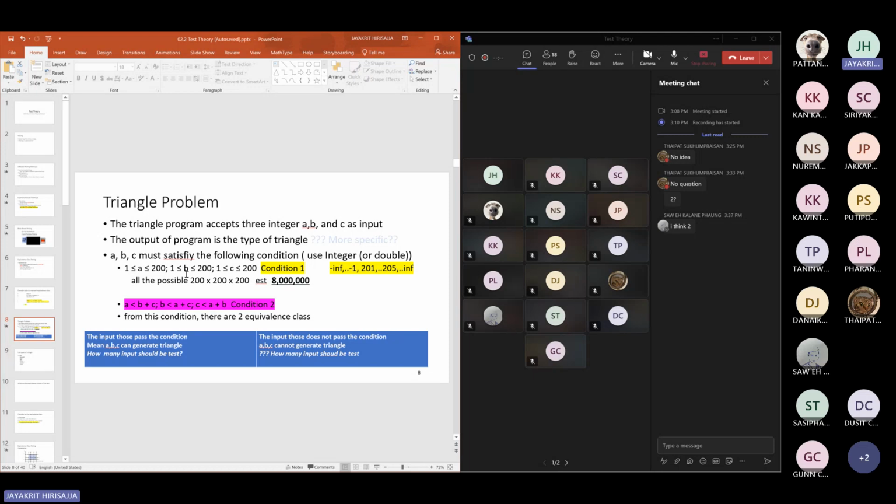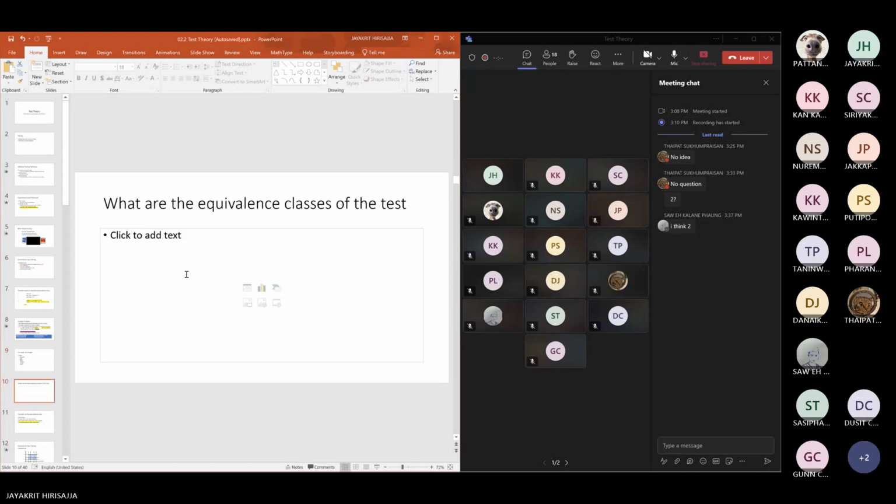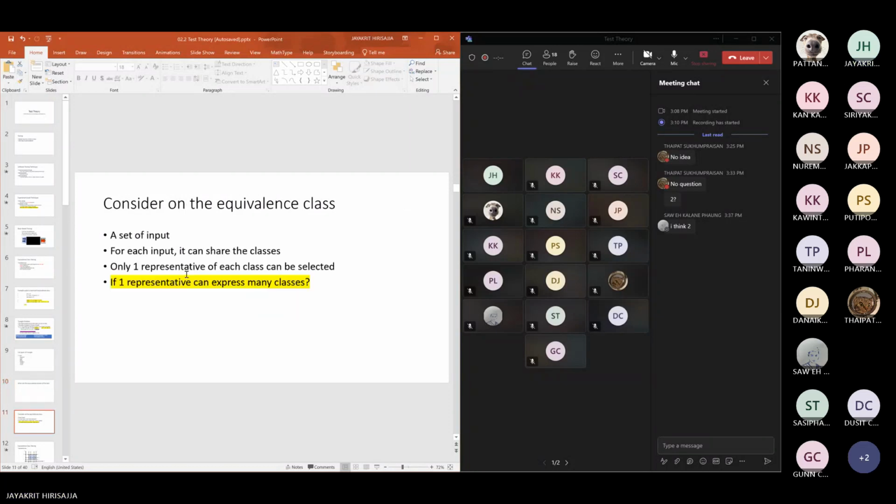Okay, let's see. This is what the equivalent classes of the test are. Consider an equivalent class. We just consider a set of inputs. Each input can share the classes. Only one representative of each class can be selected. If one representative can express many classes, we need to separate the input. That is a way of thinking.